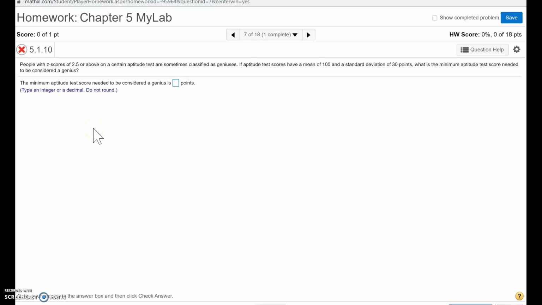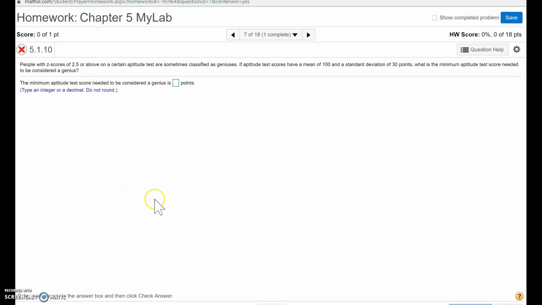Hi everyone, this is question 7 on the chapter 5 MyLab homework. People with Z-scores 2.5 or above on a certain aptitude test are sometimes classified as geniuses. If aptitude test scores have a mean of 100 and standard deviation 30, what is the minimum aptitude test score needed to be considered a genius?